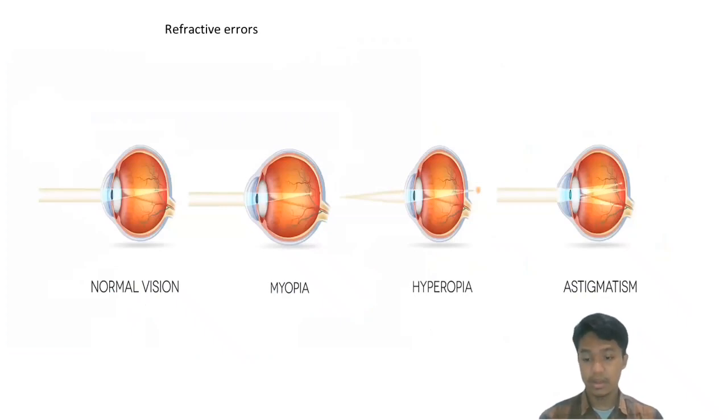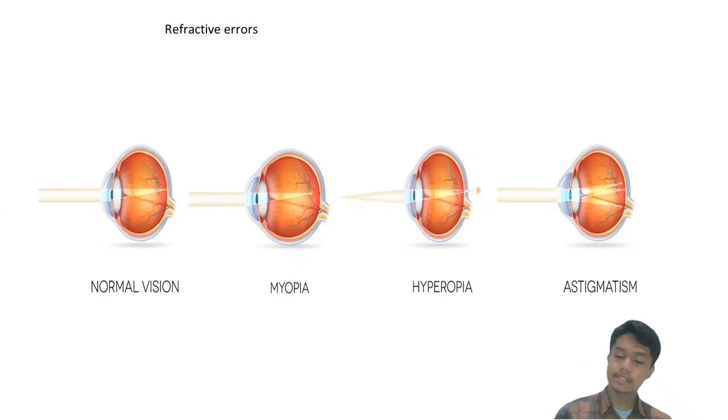First is myopia, and then there is hyperopia, and then presbyopia, and astigmatism. So myopia is nearsightedness, hyperopia is farsightedness, presbyopia is an age-related form of farsightedness, and then astigmatism is blurred vision at all distances. Okay, let's move on.